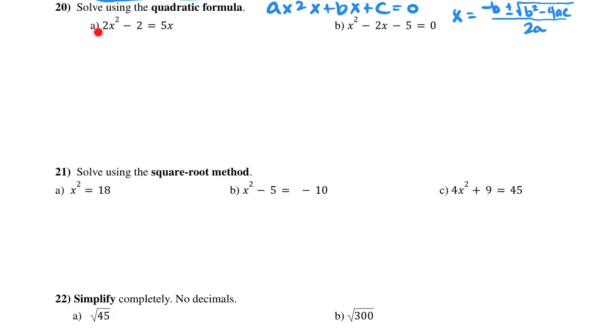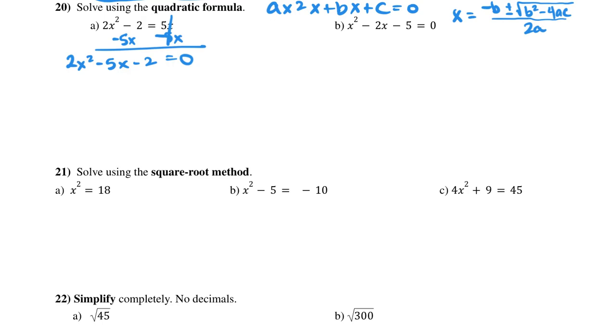Looking at part A here, I have 2x squared minus 2 equals 5x. I'm not equal to 0. To make my equation equal to 0, I am going to subtract 5x from both sides. So 5x minus 5x is 0. And I don't have any like terms on the left. I'm going to rewrite these terms in standard form. So I have 2x squared minus 5x minus 2.